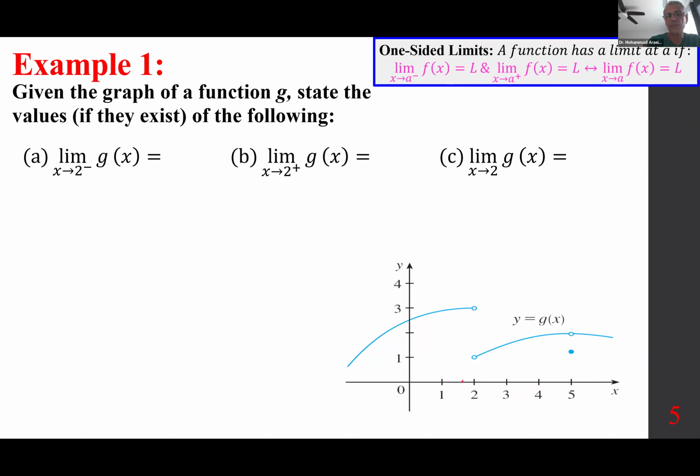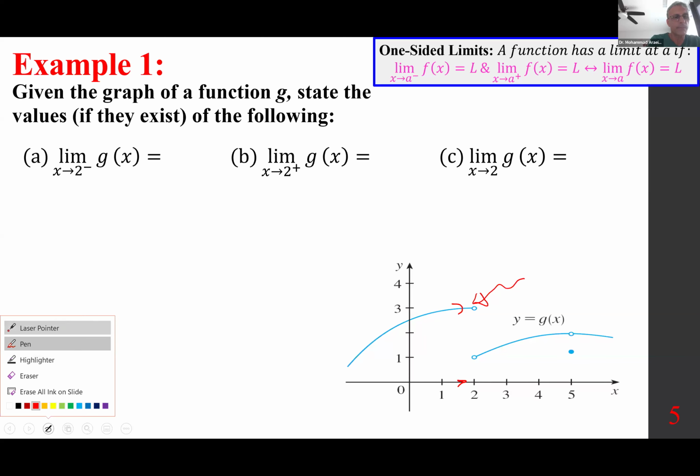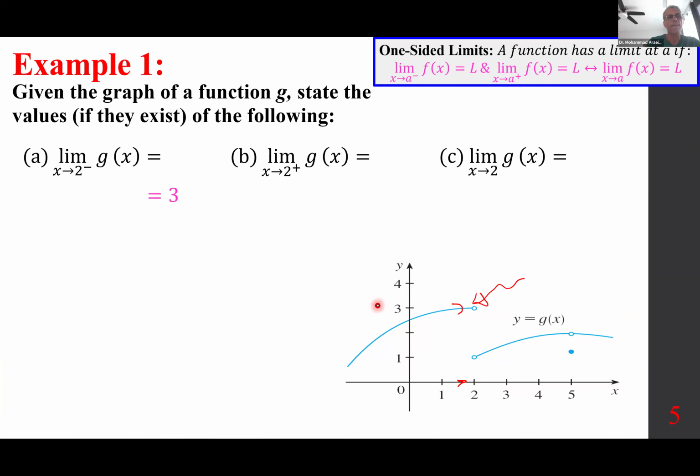If you come from the left of it, you're going this way, and you're moving towards this hole, which has the y coordinate 3. But from the right side of number 2, you're moving this way, which means you're moving towards this hole, which has a different y coordinate, 1. Since they are different, the limit doesn't exist.